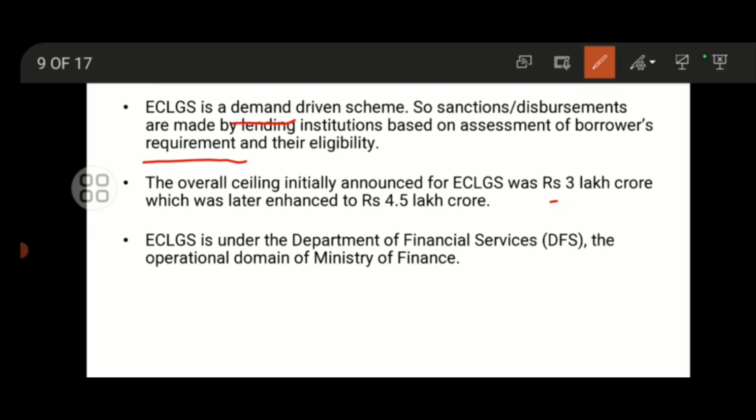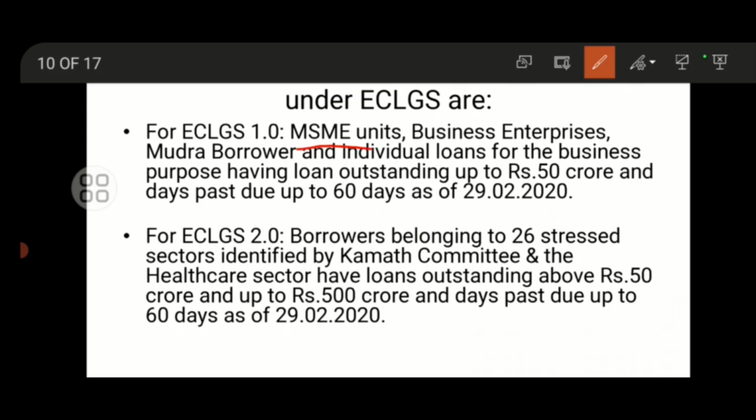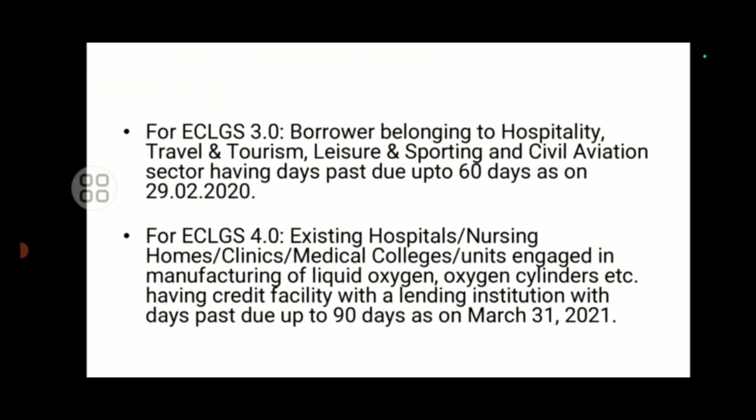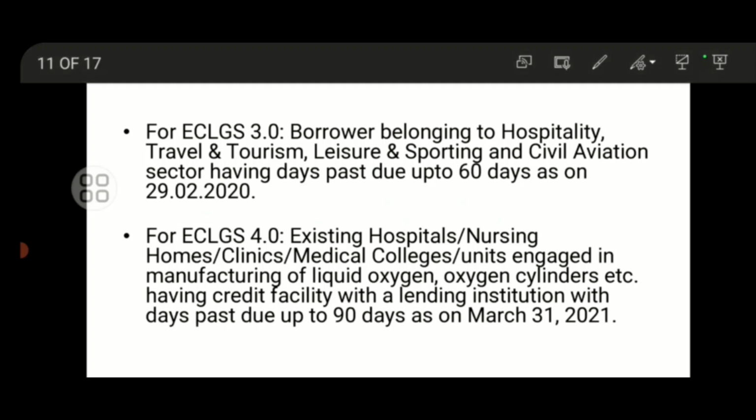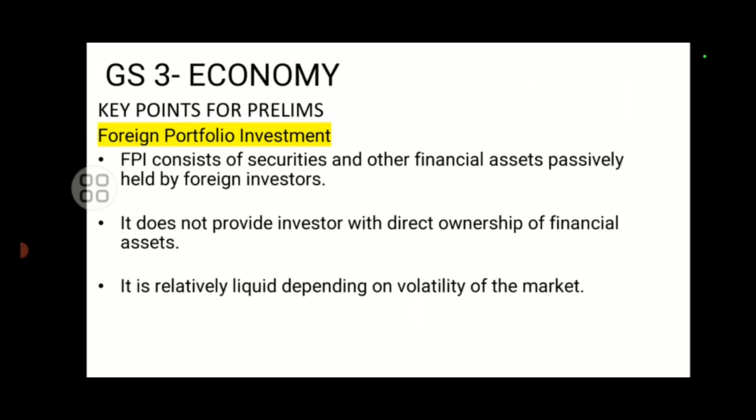The overall ceiling was initially announced as rupees 3 lakh crore, then it was enhanced to 4.5 lakh crore. This comes under the Department of Financial Services, which is under the Ministry of Finance. The eligibility criteria: for 1.0, MSME units, business enterprises and Mudra borrowers. In 2.0, borrowers belonging to the stressed sectors. In 3.0, borrowers belonging to hospitality, travel and tourism, and in 4.0, the existing hospitals.